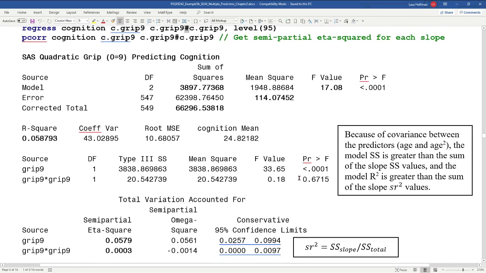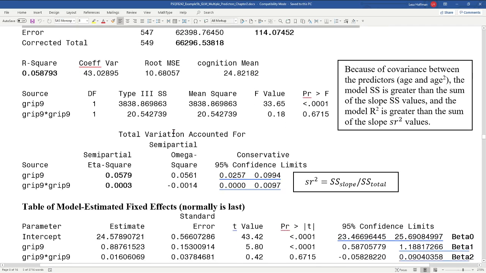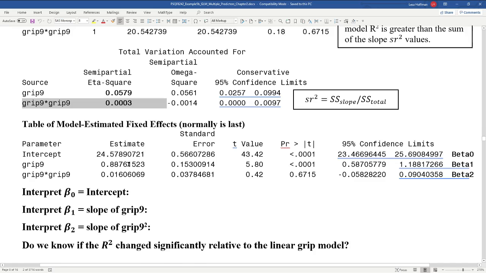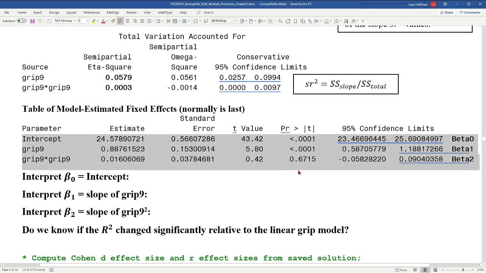And the pattern of results is actually very similar to what happened for age. Even though the overall model is significant with the two slopes, if we look at their individual contributions, the linear effect of grip strength is responsible for the bulk of the R-square. A tiny bit is attributable to the quadratic effect of grip strength. And if we look at the solution, the quadratic slope is not significant. So it looks like we probably don't need it.